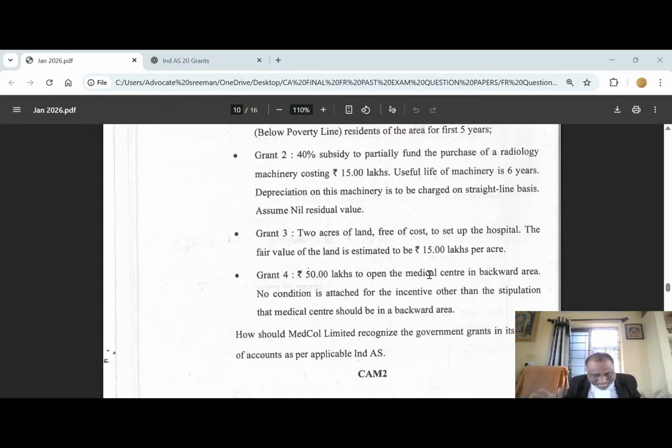Method 1 says that the grant is 15 lakhs, right? Then useful life is 6 years, right? Every year the depreciation you charge to P&L account is 2.5 lakhs per year, because initially I recognized the cost as 15 lakhs. Now I'm making depreciation every year of 2.5.